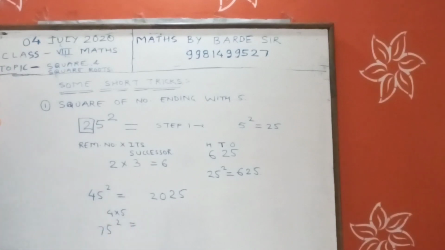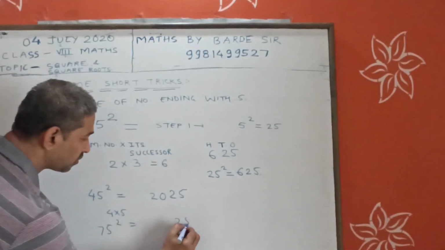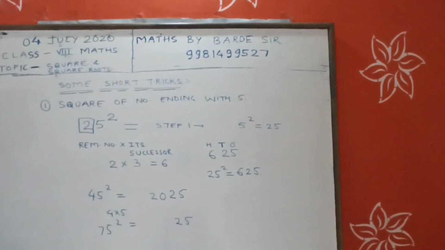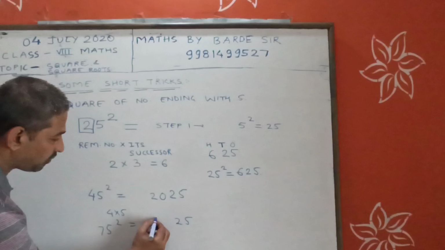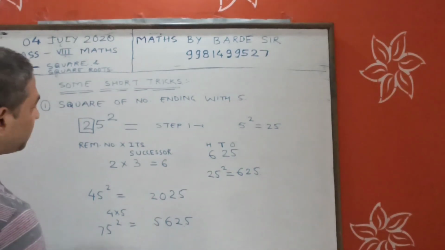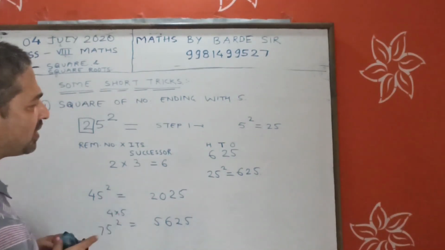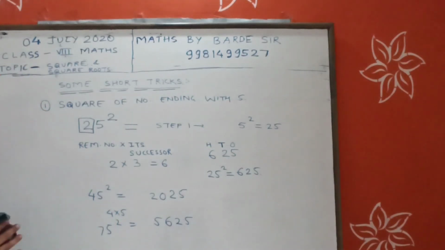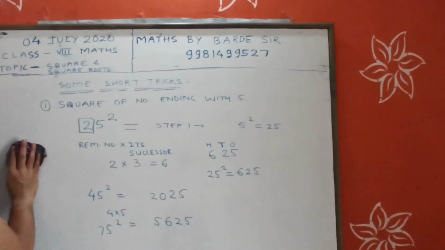75 square. 5 square, 25. 7 into 8, 56. So it is 5625. Okay. We have 2 digits se bada number hai, tab bhi hum kar sakte hain. Tab thoda sa hame mental calculation bhi karna padega. Let's take one example for a 3 digit number.